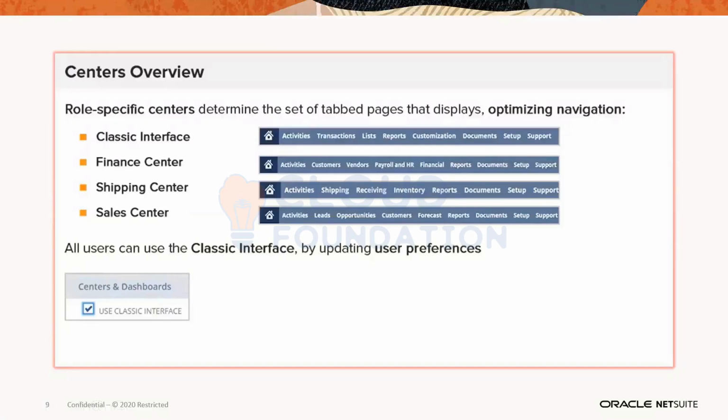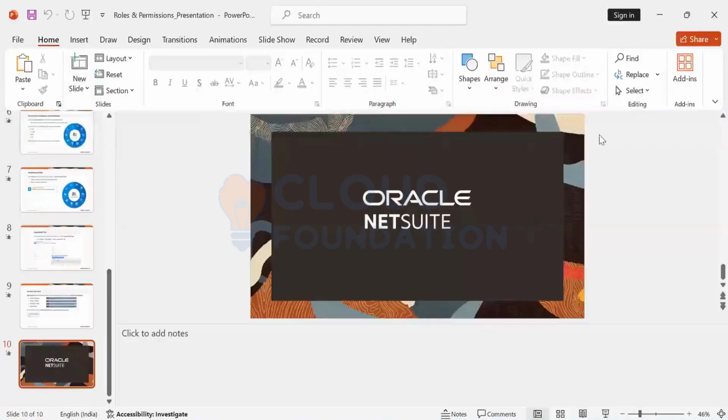When you go into the user preferences, you can click on use classic. You remember this from yesterday's session. So any center you have, let it be finance or shipping or sales, you can click on this use classic interface and it automatically changes to the classic interface. I have a couple of presentations as well.